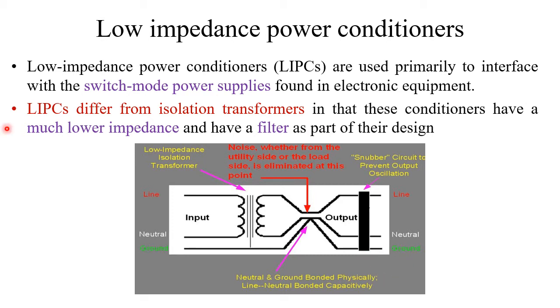So this is the circuit diagram of the low impedance power conditioner, and here you can see this is the isolation transformer and this is the filter at the output side. Noises, whether from the load side or the utility side, can be removed at this portion, and then finally there is a snubber circuit for protection at the output side. Output side means it is the load side.